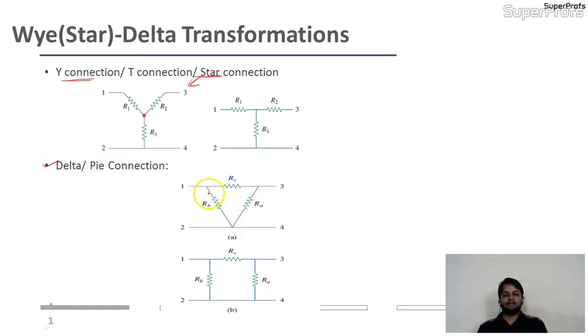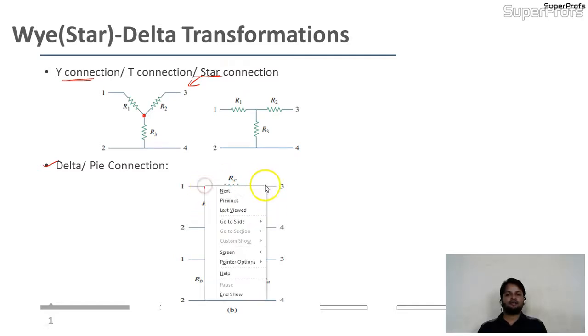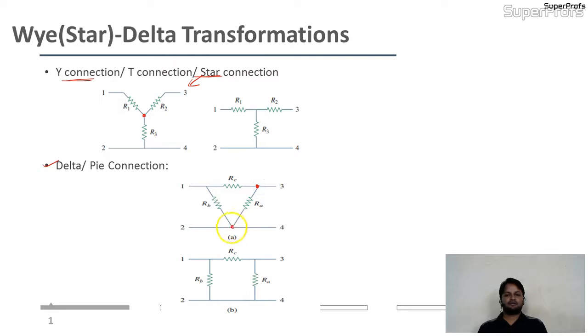Delta, or pi. If three resistances are connected in this way, RC, RA and RB, with three different points, we call it a delta connection. We call it the pi also, because if I stretch this, it becomes pi. So if we have a star connection, we can convert it into delta, and if we have a delta, we can convert it into star. See the formula for that.